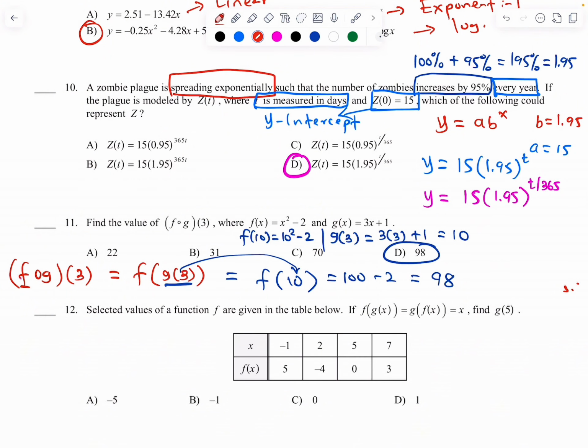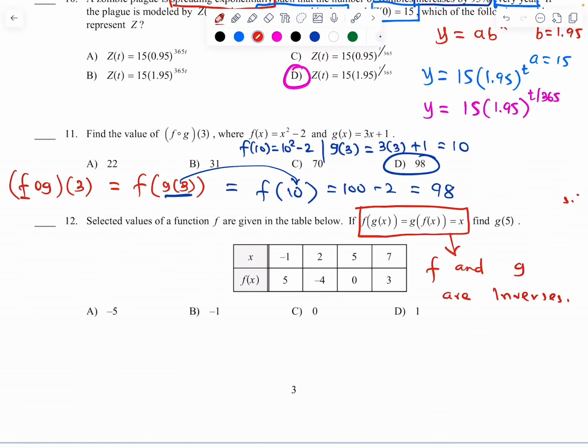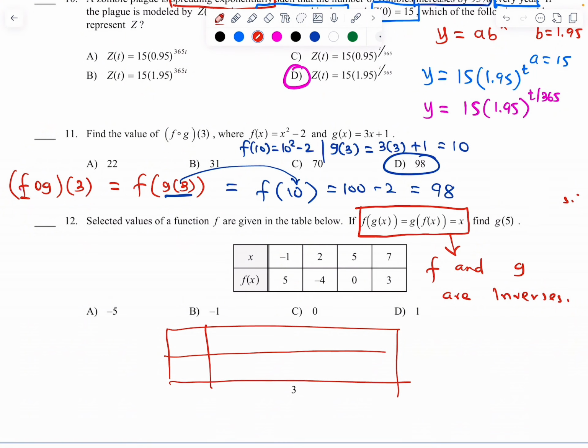So in this question right now, we have this statement right here. And that statement means that both f and g are inverses. That's the meaning of that. So they are inverses. Now, the first thing I have to do is create myself another table. So if I create myself another table, I have x and then I have g of x.